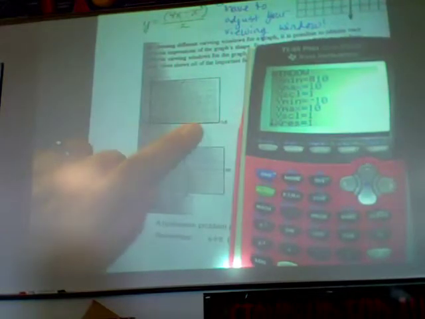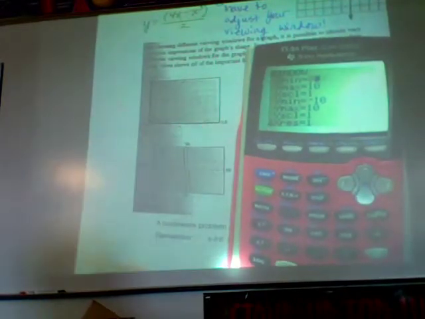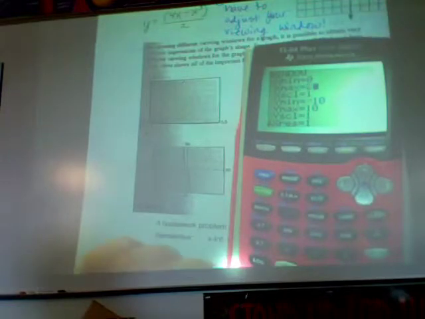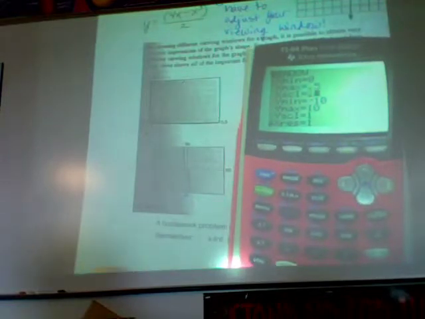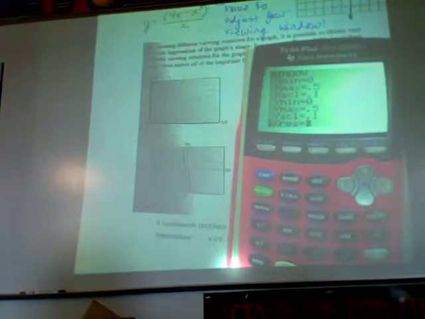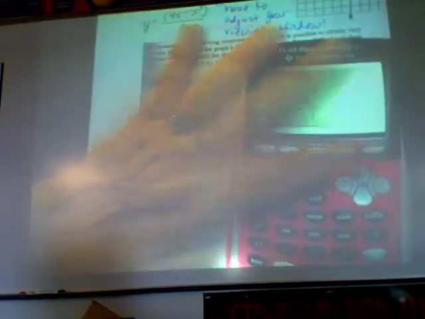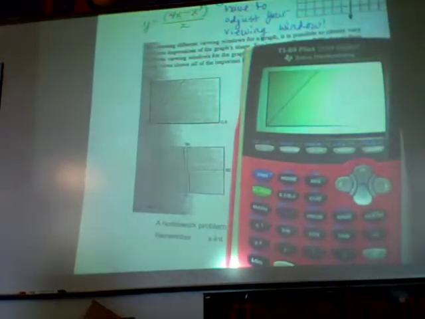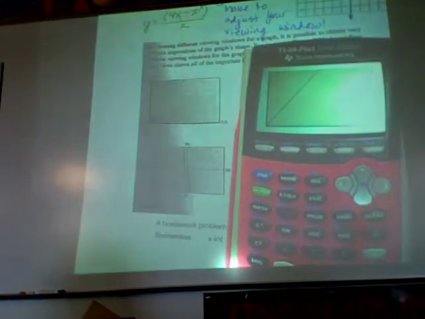The x goes from 0 to 0.5. So your x minimum would be 0. Your maximum would be 0.5. The scale is 0.1. And do the same thing for y. Minimum is 0. Maximum is 0.5. And the scale is 0.1. And then if you hit graph again, now it's going to look like it's just a straight line graph, which is incorrect. It doesn't really show the essence of what this graph is.